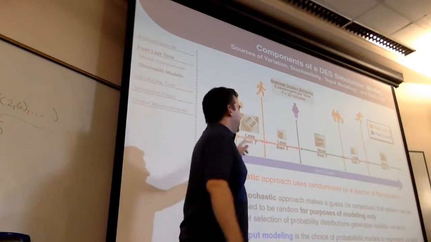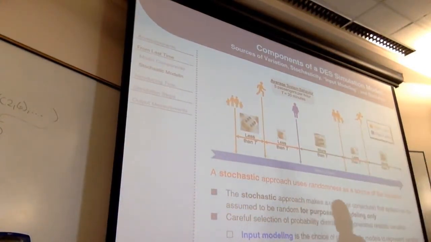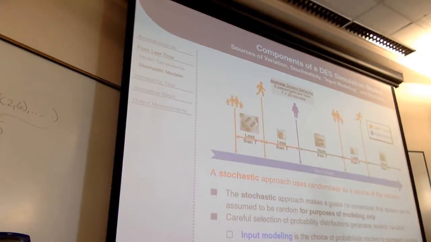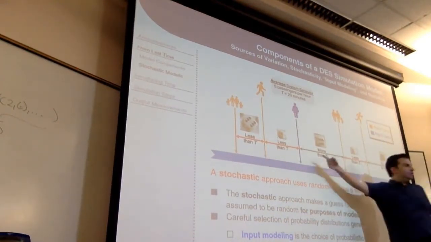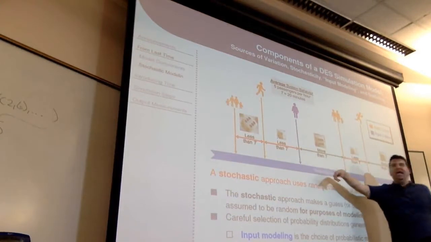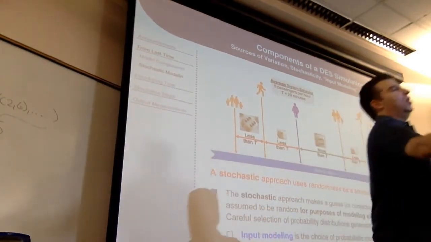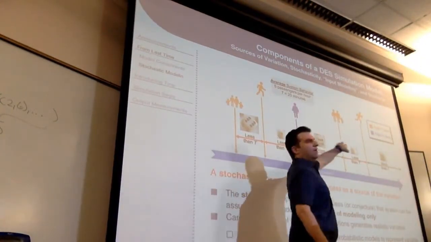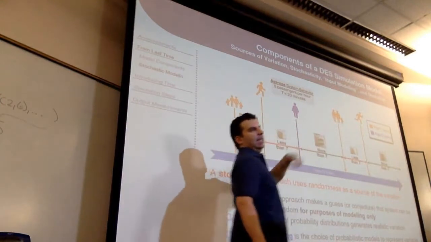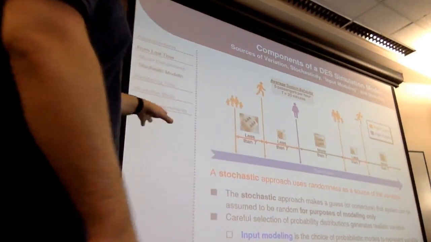And so we say that as long as we find the distribution, that if we can pick a couple parameters for that distribution, it generates similar variation. So all of these arrival times might come from an exponential distribution of time. And as long as we pick the mean time, then if we just draw from that exponential distribution, we will get variable inter-arrival times that hopefully look like our real system. And so that's how we're using this stochastic approach.